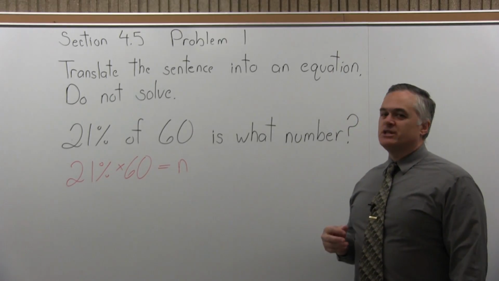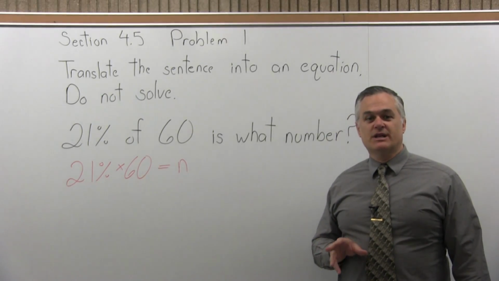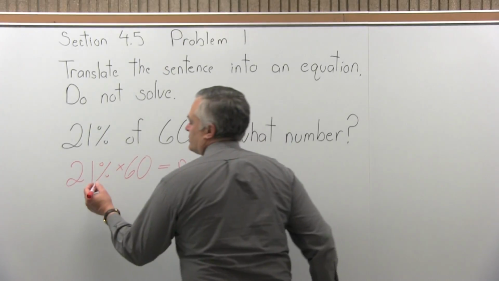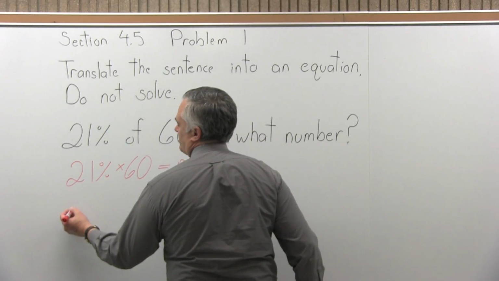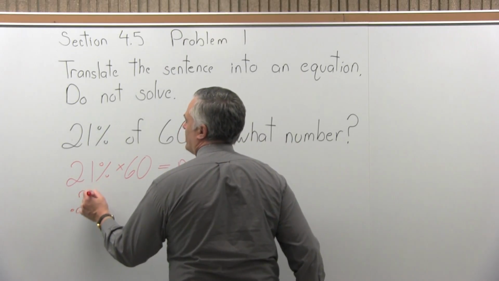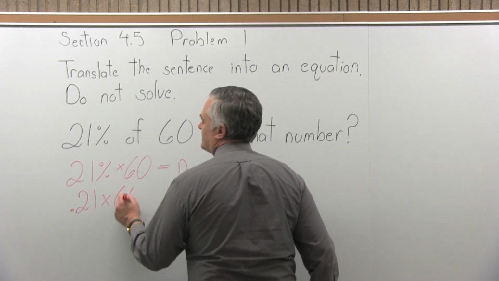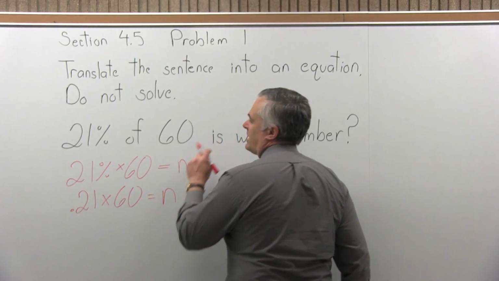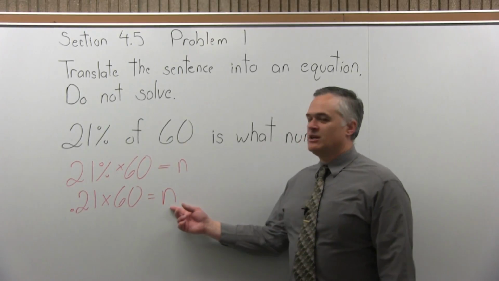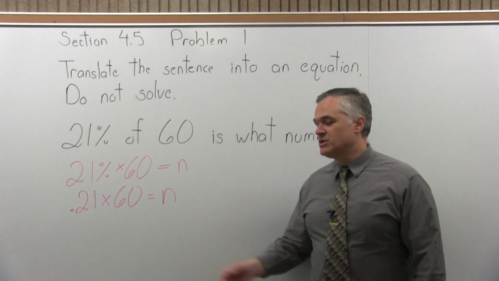Now, as an equation, it's a little bit better if you write the 21% as a decimal. So for a decimal, I'm going to move the decimal point 2 places to the left. So it's 0.21 times 60 equals n. So now we've converted the sentence into an equation. And at this point, it could be solved easily enough.